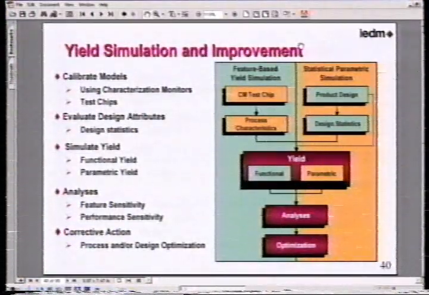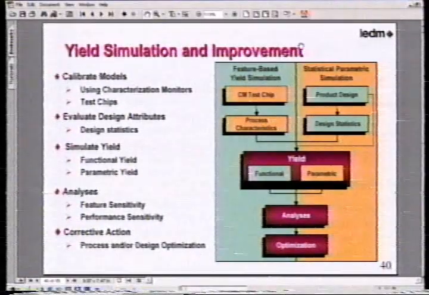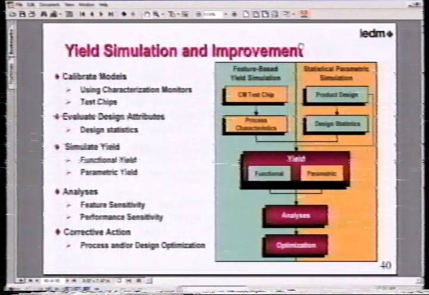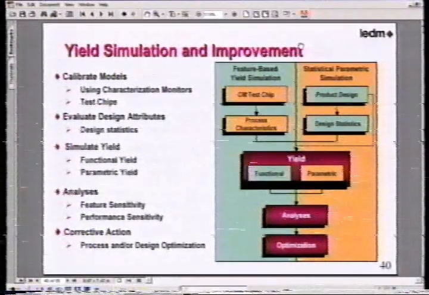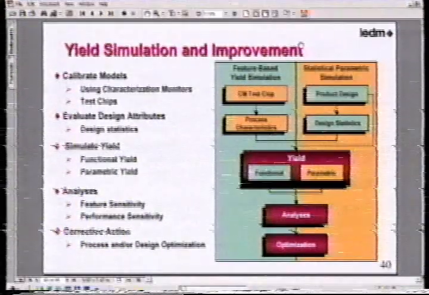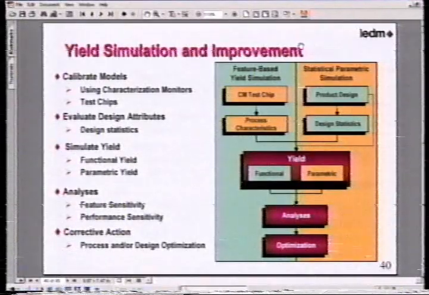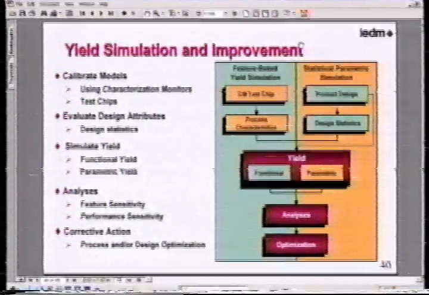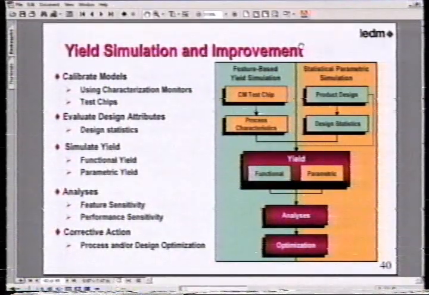I just wanted to wrap up this section by saying that we've talked about essentially functional and parametric yields. We've talked about characterization monitors, doing modeling and characterizing the process really well with respect to features. We also talked about the statistics or the features that you have on your design. From this, you can get the functional and parametric yield. You can do analysis based on these yield predictions, and then finally go back into optimization.